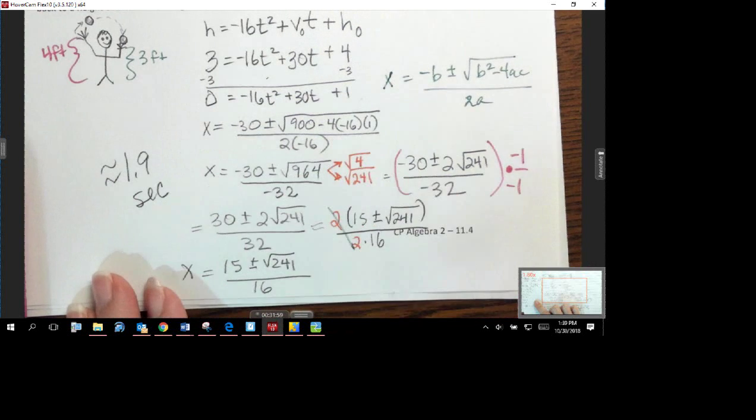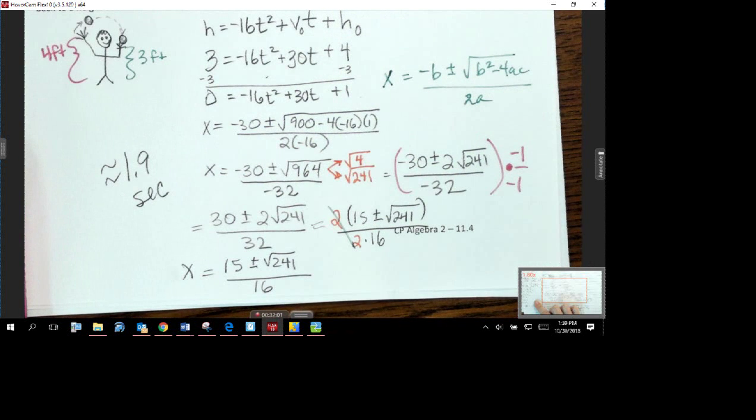All in your homework. It is on the Big Ideas Online. So some of them are going to be like that, where you have to reject an answer that makes no sense. And then some of them are just finding the discriminant. Okay? Big Ideas Online.